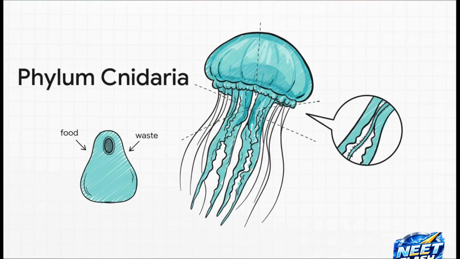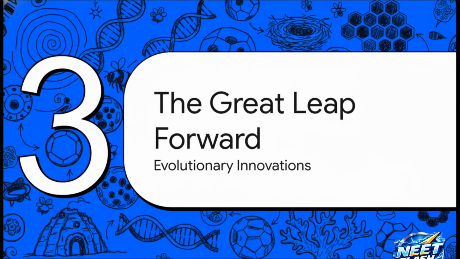They're famous for their stinging cells, the kinetoblasts, and they have what's called a blind sac body plan. That just means food goes in and waste comes out of the exact same opening. It's a brilliant design, but it's limited. To get any more complex, life needed another breakthrough. And that breakthrough? Well, here it is.